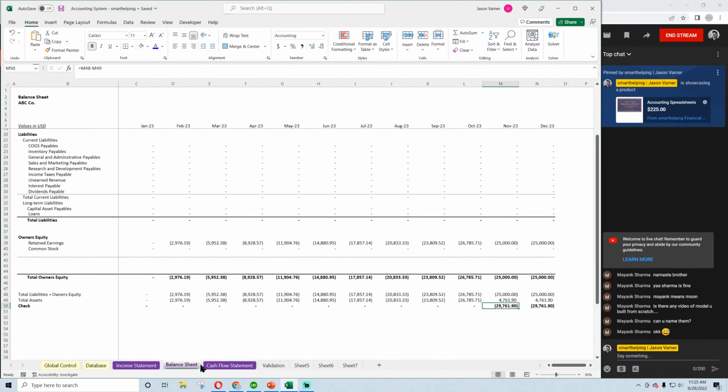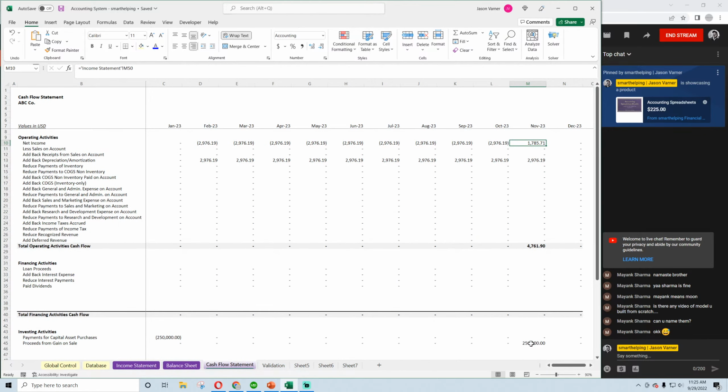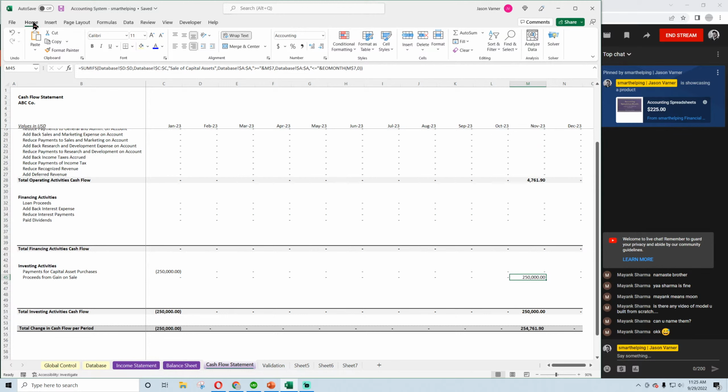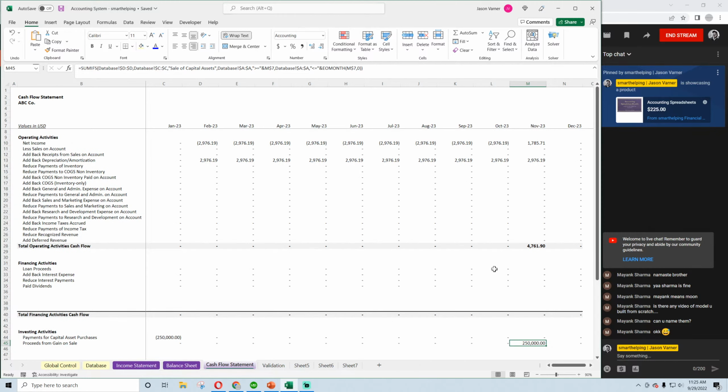We have the cash flow statement. We didn't get the full 250. This is where things get really tricky. And I get what the entry needs to say, but I'm trying to think about how to code it in here so it makes sense.